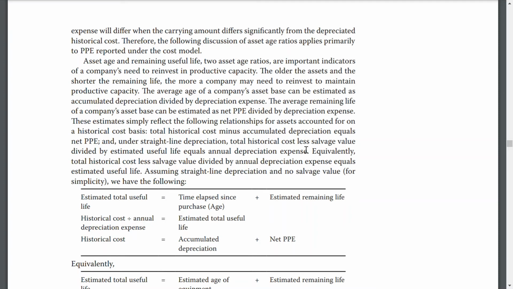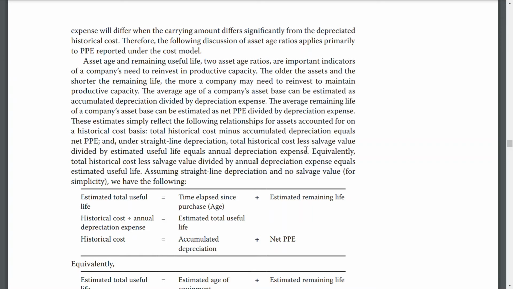The older the asset and the shorter the remaining life, the more a company may need to reinvest to maintain productive capacity. The average age of a company's asset base can be estimated as accumulated depreciation divided by depreciation expense. The average remaining life of a company's asset base can be estimated as net PPE divided by depreciation expense. These estimates simply reflect the following relationship for assets accounted for on a historical cost basis: total historical cost minus accumulated depreciation equals net PPE.